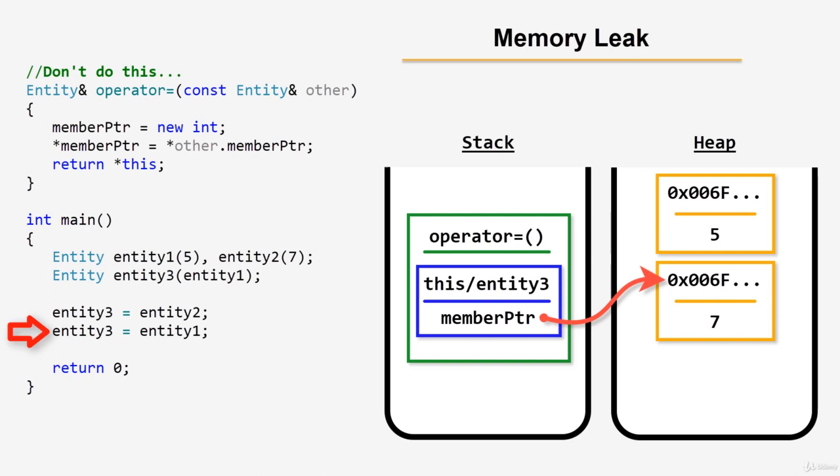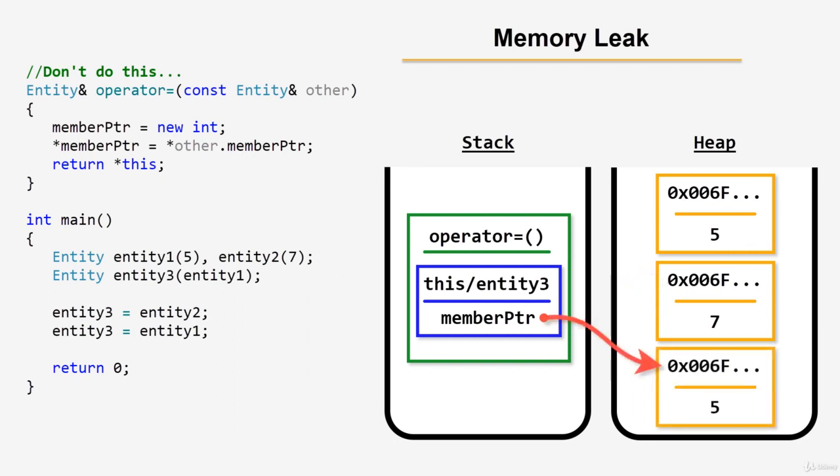Where we assign entity1 to entity3, the exact same thing is going to happen. We'll create a new dynamic variable on the heap. The statement will also assign the address of the new dynamic variable to member pointer, and once again we have a memory leak. Okay, so this is what you do not want to do. You want to firstly do a check to avoid self-assignment, then you want to deallocate the dynamic variable on the heap, then you want to create a new one, and then you want to copy your stuff over.